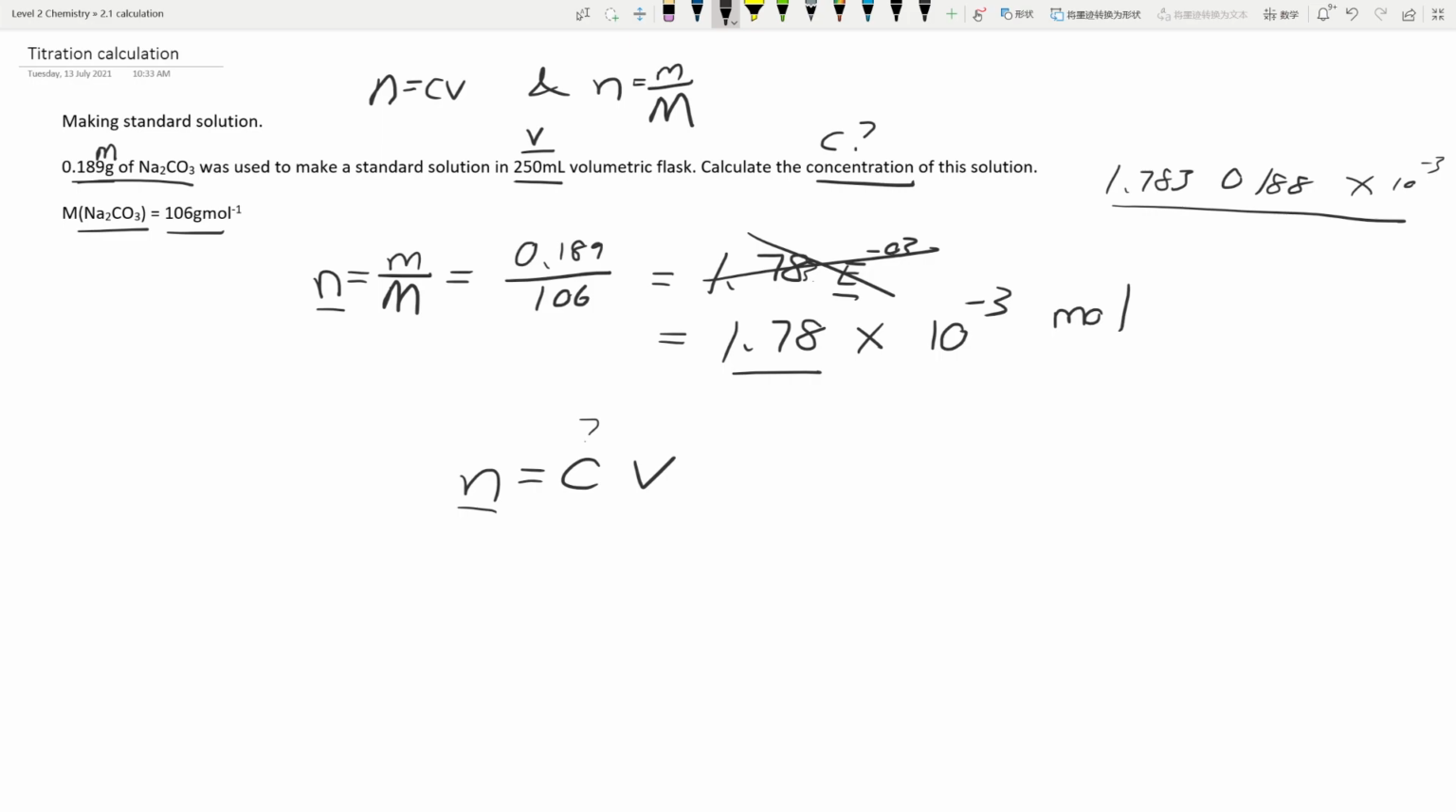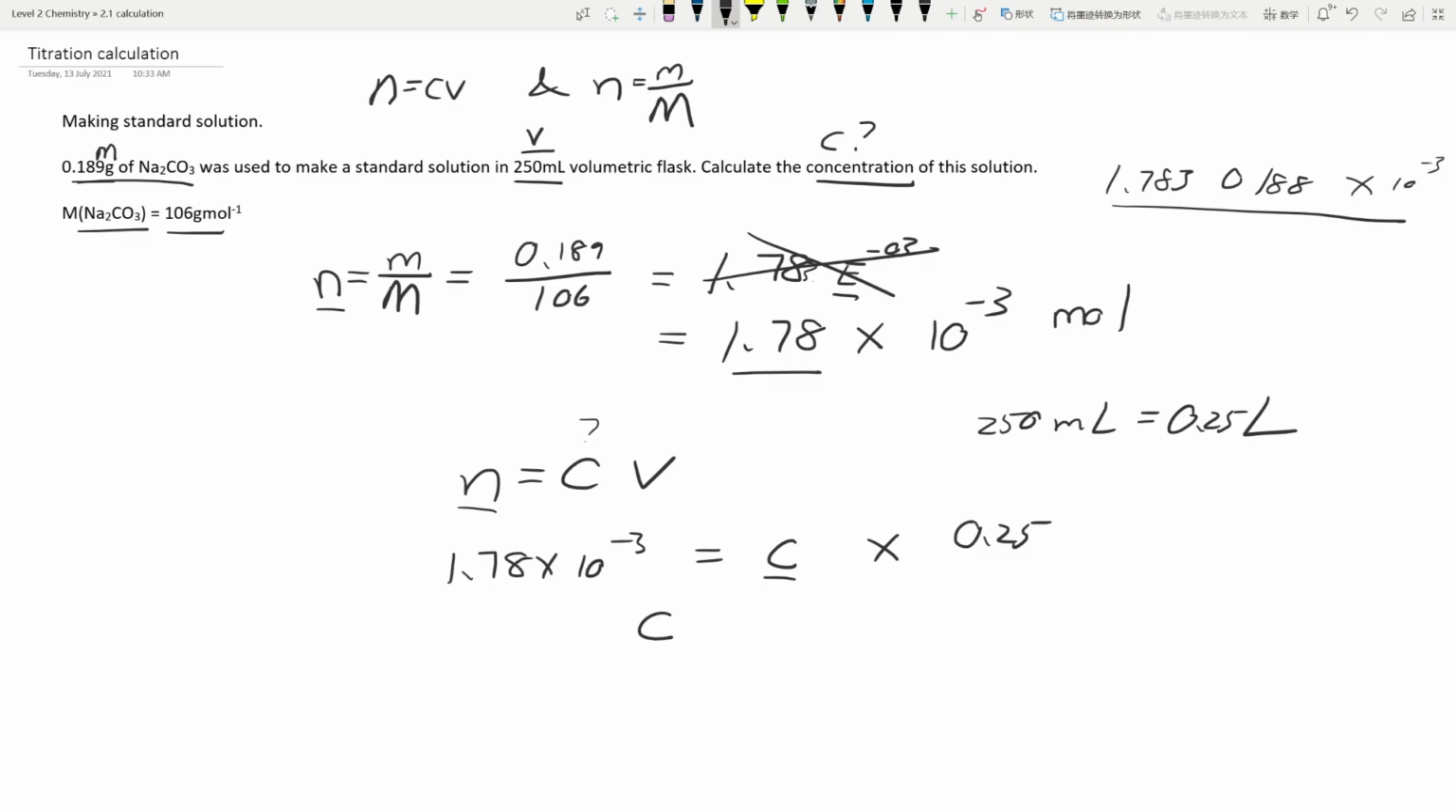And again, if you're not so mathematically talented, if you struggle with math, rearranging equations is not your favorite type of question, you can simply do this. You can just write down what numbers you know. 1.78 times 10 to the power negative 3 equals the concentration times the volume, which is 250 mils. Now, we don't like mils because that unit is too small. We like liters because everything is measured in moles per liter, grams per liter, so we don't like mils. Okay, so this is 0.25 liters.